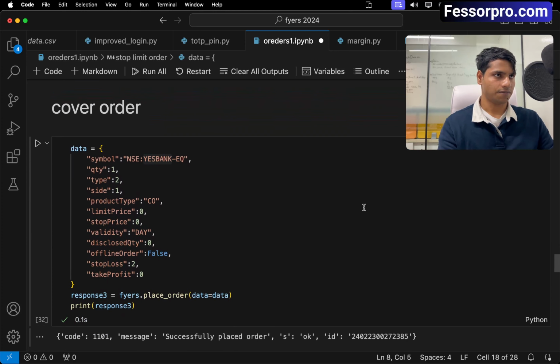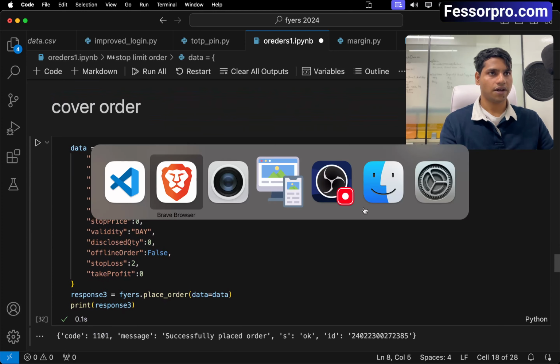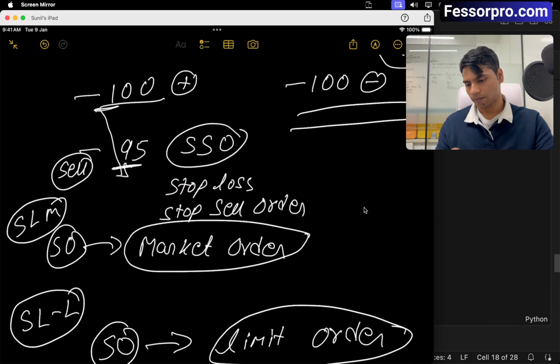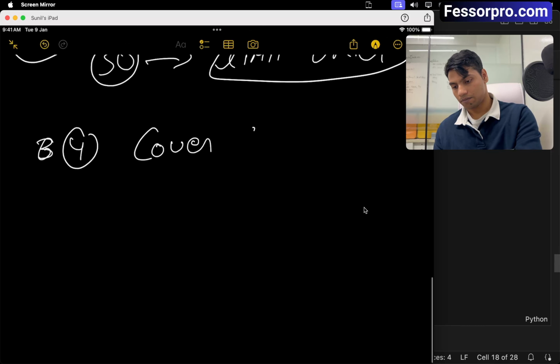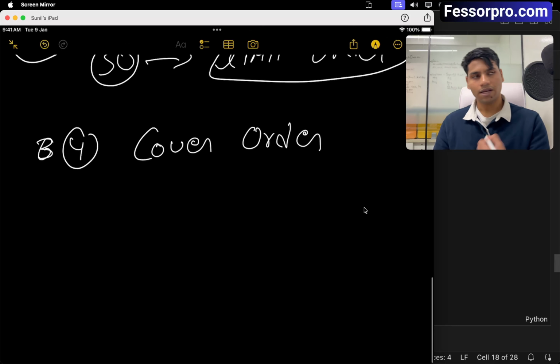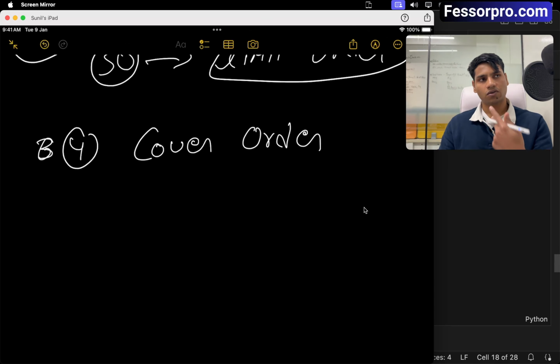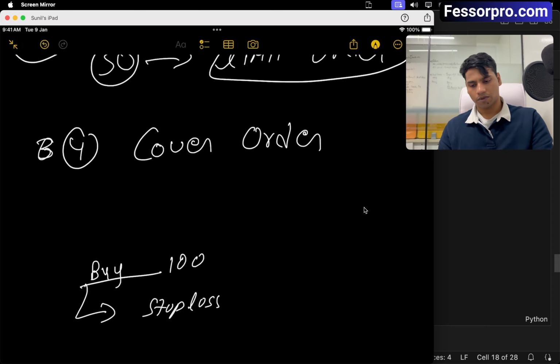That is a cover order. Now what's a cover order? Let's try to understand that. This is the fourth type of order, that is cover order. Now in cover order, we place two different types of order. One will be a normal order. Let's say you buy at 100 and along with this buy, you will place one more order which will be a stop loss order. And let's say the stop loss order is 95.